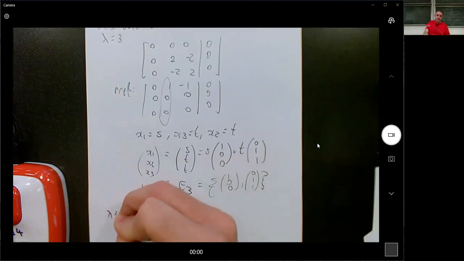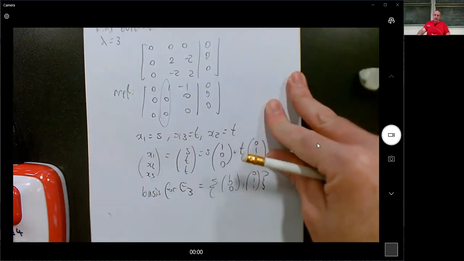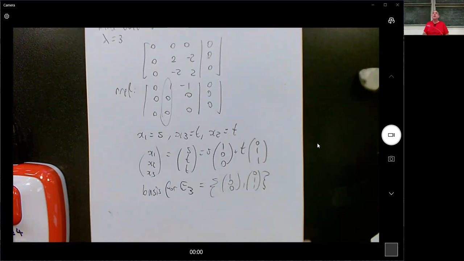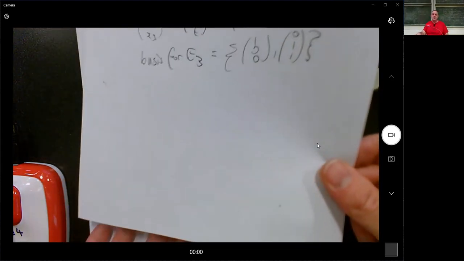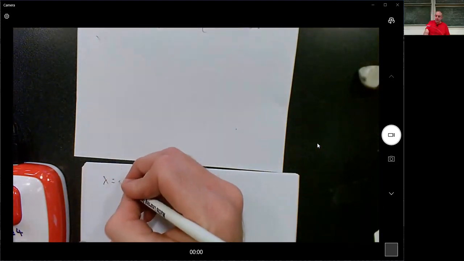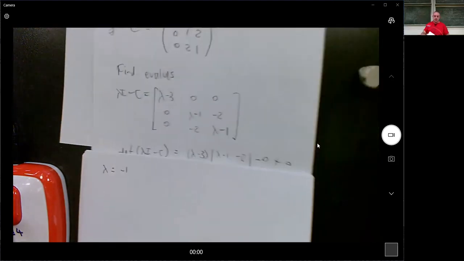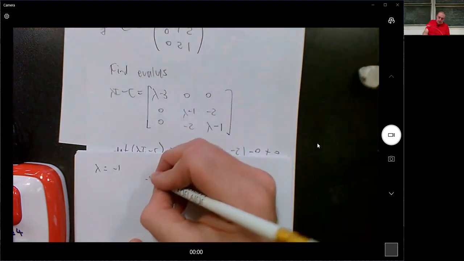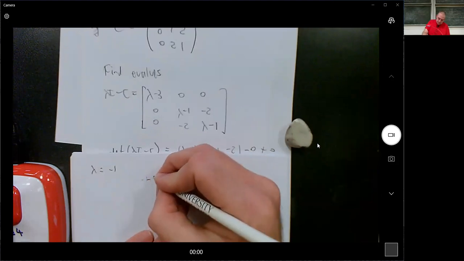Just going to leave some space here. It's probably not enough space, but it doesn't matter. I'm going to do my lambda equals minus 1. So when I go back to my matrix, minus 1 minus 3 is minus 4. Is it minus 1?